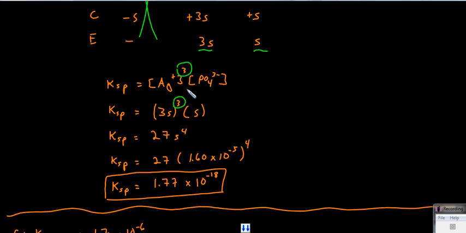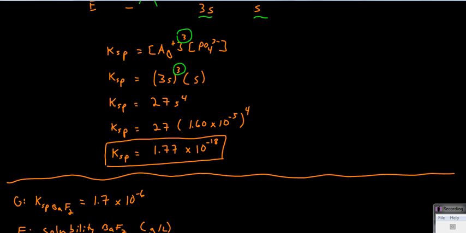we are able to find that the KSP is equal to 27 S to the 4th power for this silver phosphate. And so plugging in then the value of S, our molar solubility, we can find the solubility product constant, KSP, 1.77 times 10 to the negative 18. You'll note that this is a very, very small number. This small number means that the solubility of silver phosphate is quite low. So the higher KSP, the higher the solubility.